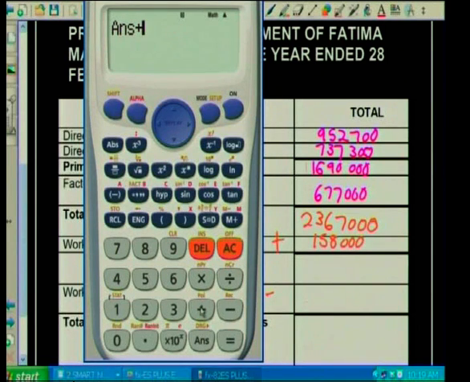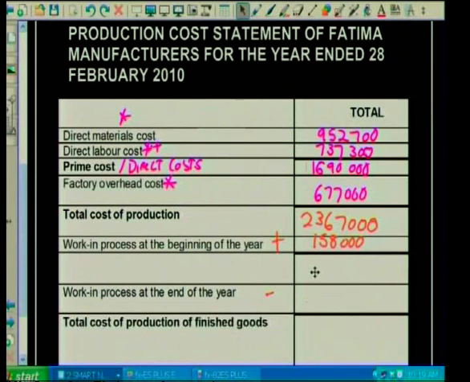Okay, so let's add our work in progress at the beginning of the year. So plus 158,000 to give us an amount of 2,525,000. So let's enter that in. So we've got an amount of 2,525,000.